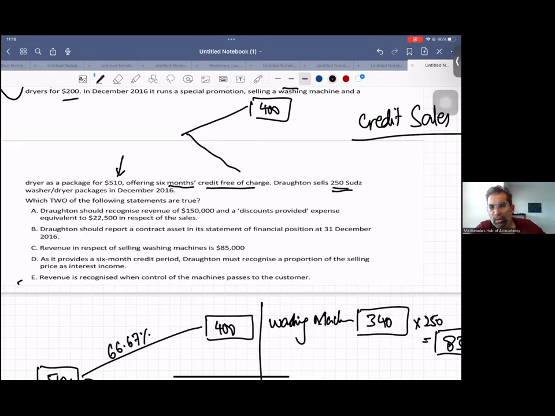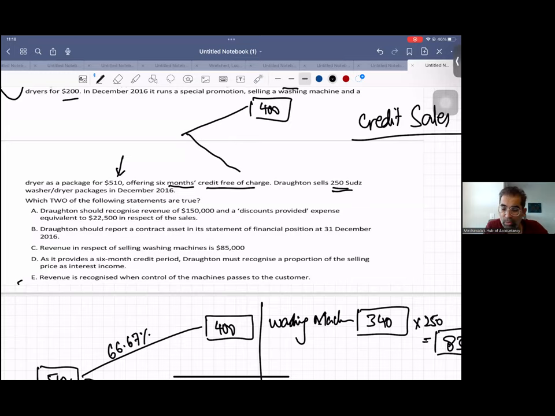Not at all. Discount, we never record discount as an expense. These discounts are simply canceled from sales. There is no such thing as booking discount as an expense. It's wrong. B. Draughton should report a contract asset in its statement of financial position.